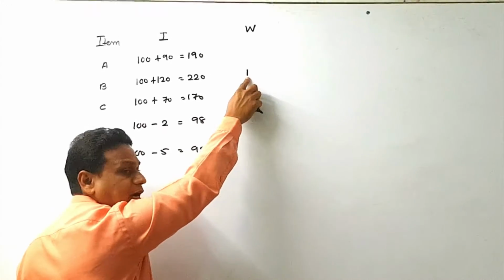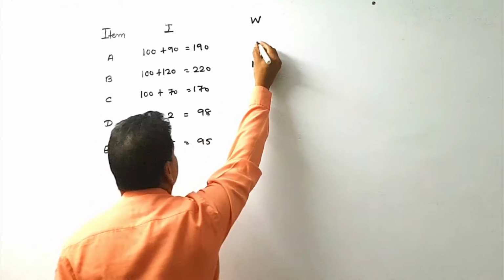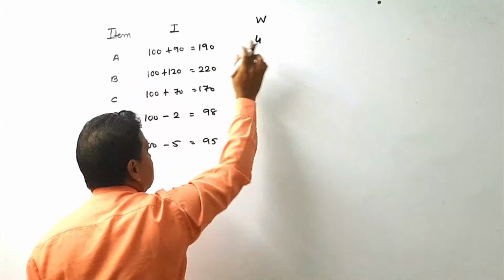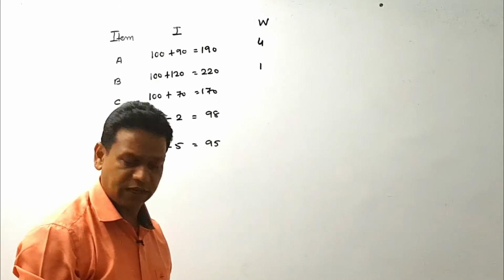So you have to multiply this one importance into 4. So we got it, 4 ones are 4. So item A's importance is 4. Okay.